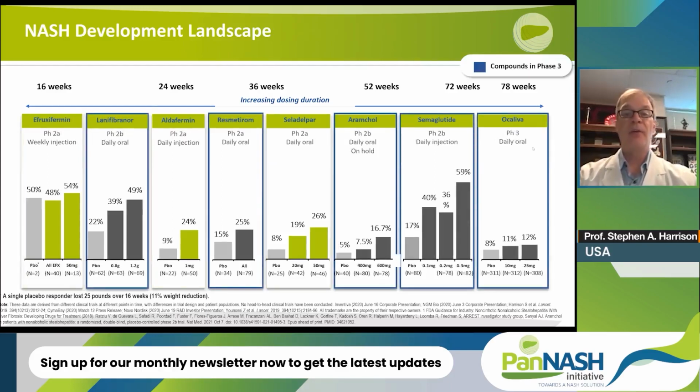When looking at those drugs now in phase 3, we see that there was a response with lanifibranor, 49% high dose versus 22%. That was significant. With resmetirom, 25 versus 15%, which was significant. Aramchol's on hold, but it did show a 16.7% with high dose versus 5%. And semaglutide, 59% with the 0.3 milligram dose daily injection versus 17% for placebo. And then those are phase 2. When we go to phase 3 with Ocaliva, you see a treatment effect of 12% with high dose versus 8% that was not statistically significant.